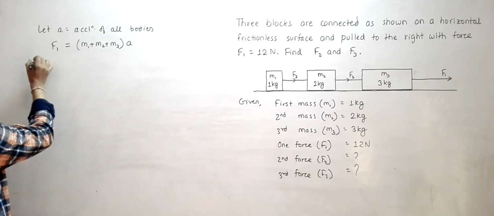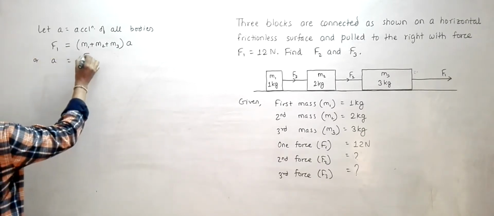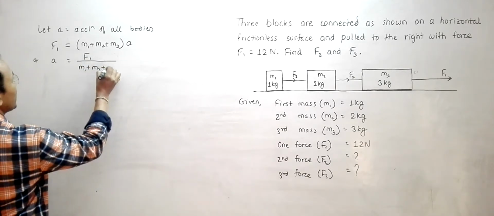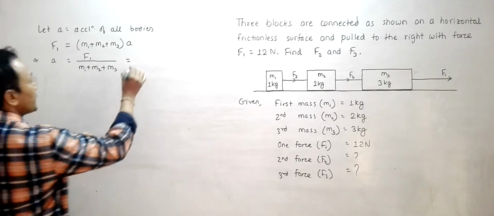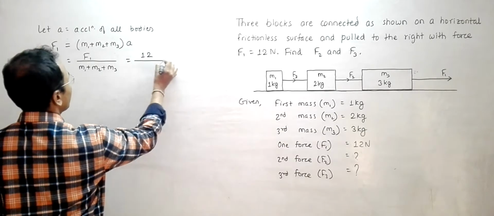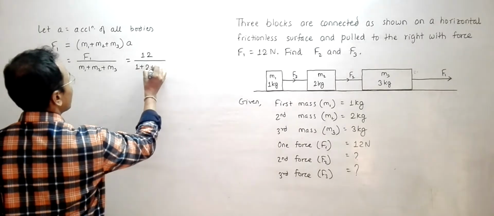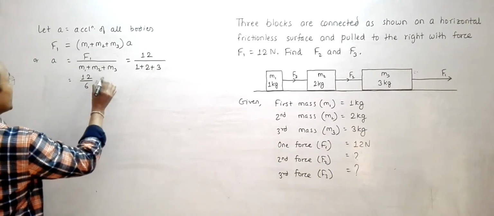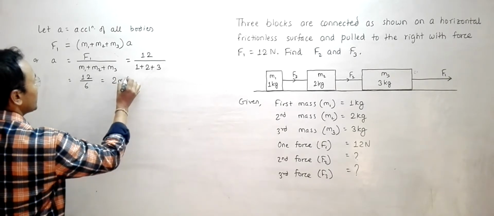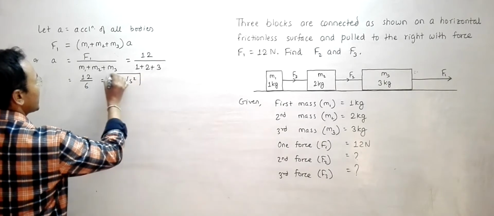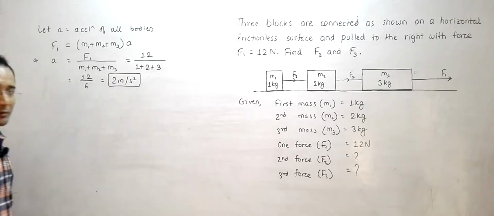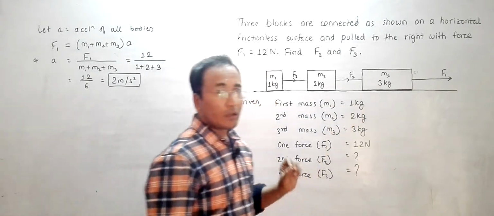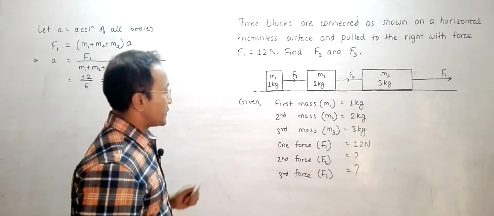So we must have A equal to F1 by M1 plus M2 plus M3, which will be equal to 12 by 1 plus 2 plus 3. So that's equal to 12 by 6, equal to 2 meter per second square. So the acceleration of the whole system is 2 meter per second square. All of them will accelerate at the same rate.